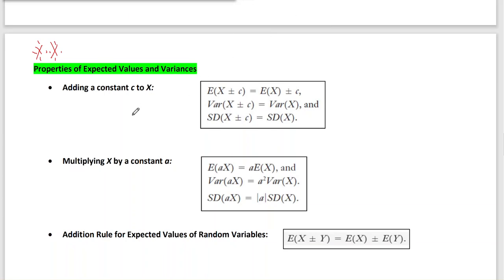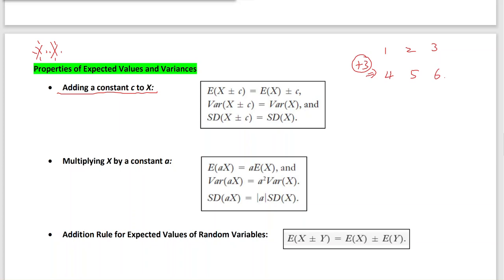All right, so first, what if you add a constant c to the variable x? For example, your x values are 1, 2, 3. And now for each outcome, I add 3. So for each outcome, I have 4, 5, and 6.